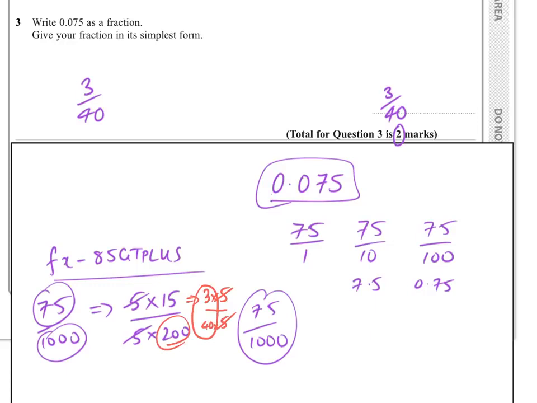So you can use the calculator straight away, but I doubt if it would get you the 2 marks. I think you'd have to show a little bit more working out, even if you just said, okay, 75 thousandths, and then maybe what you could do is divide both sides by 25 top and bottom, and you'd have 3 times 25 here, and then you'd have 40 times 25 here, and just a simple cancellation would probably be enough.